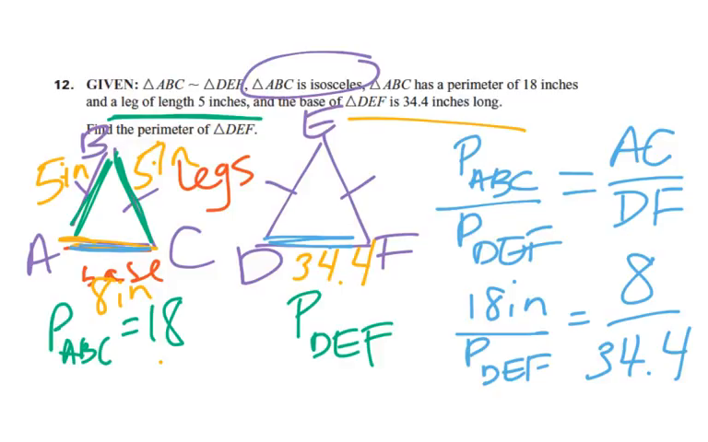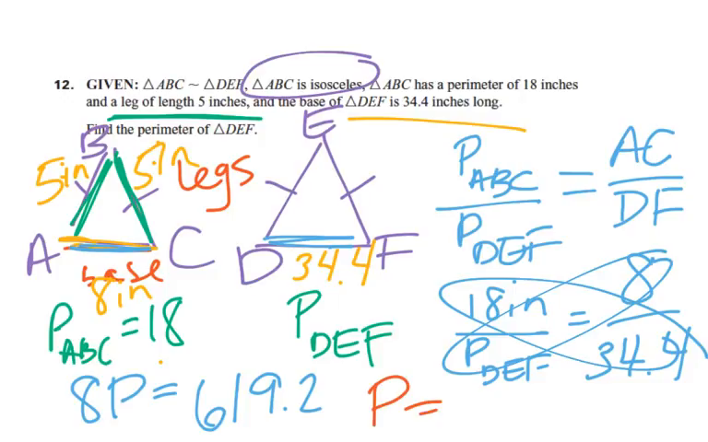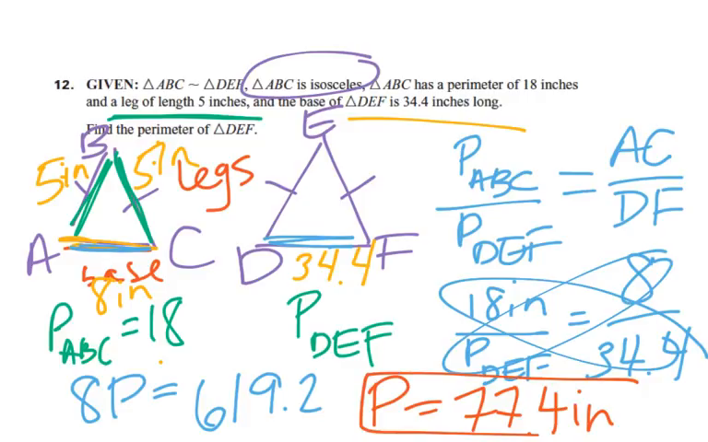Okay, so let's cross multiply. I get 8 times the perimeter equals 18 times 34.4, which is 619.2. Divide both sides by 8, and I get my perimeter is equal to 77.4 inches. Don't forget units.